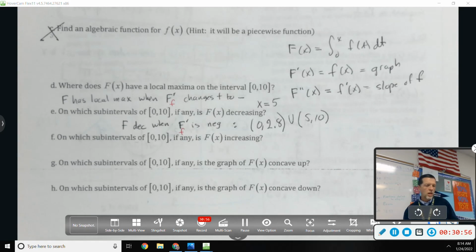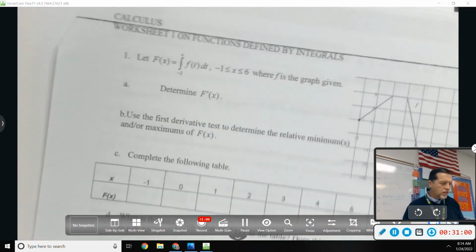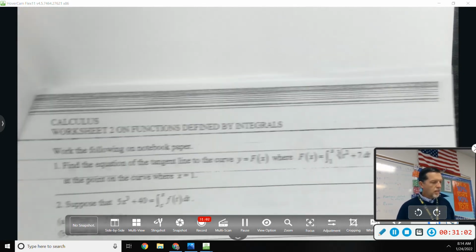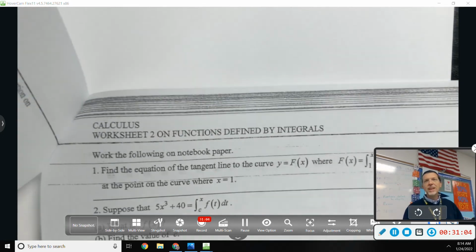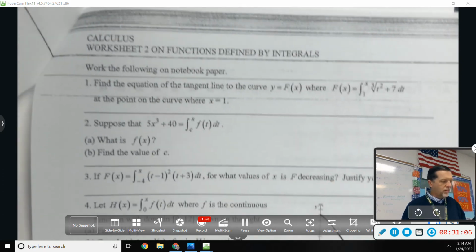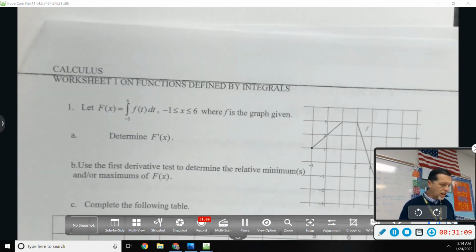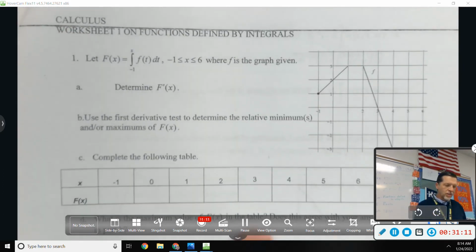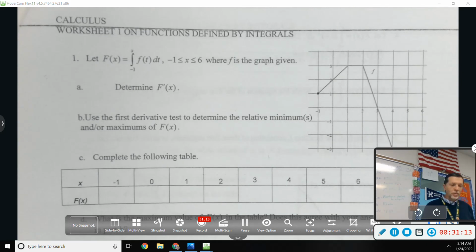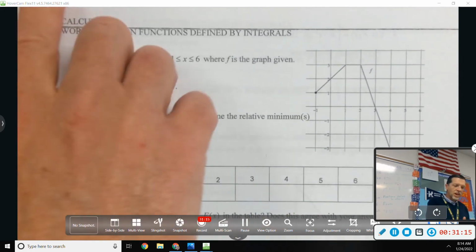All right, bell's about to ring. Your assignment is the next worksheet, worksheet 1. Worksheet 2 is the next day's worksheet. It's really just more practice, the same stuff. So I think tomorrow's worksheet is pretty quick. I think you'll be able to, or today's worksheet goes, I think, pretty quick.